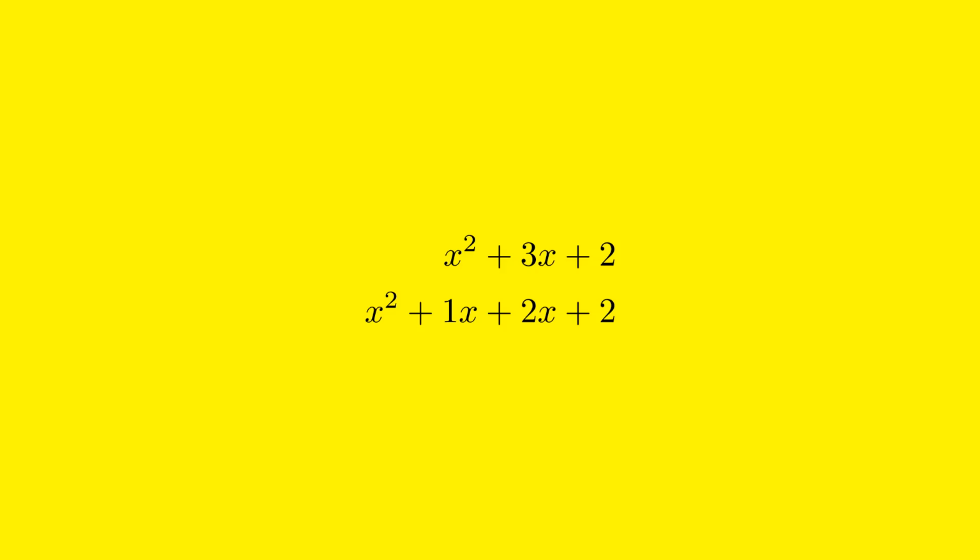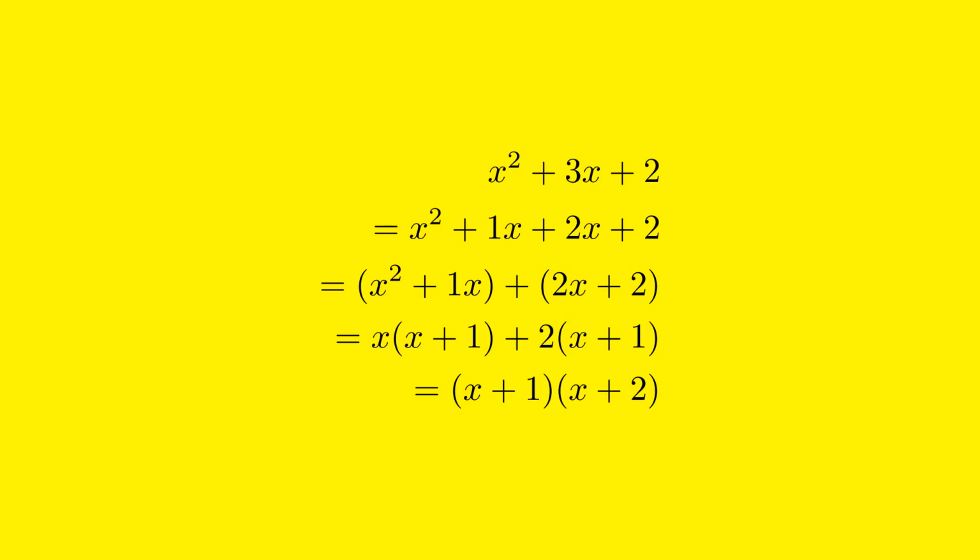Step 1 to solving the problem x squared plus 3x plus 2 is to factor the quadratic expression. To do this, we need to look for two numbers that add up to 3 and multiply to 2. These two numbers are 1 and 2. So, we rewrite the middle term, 3x, as 1x plus 2x. This allows us to alter the expression x squared plus 3x plus 2 into x squared plus 1x plus 2x plus 2.